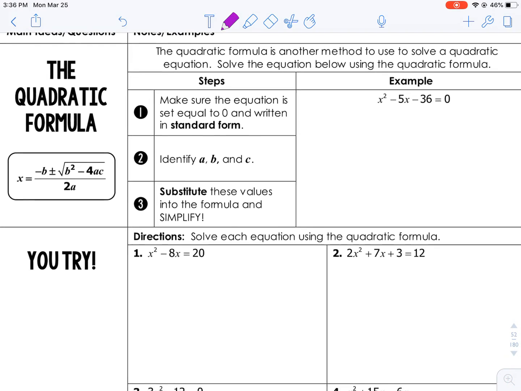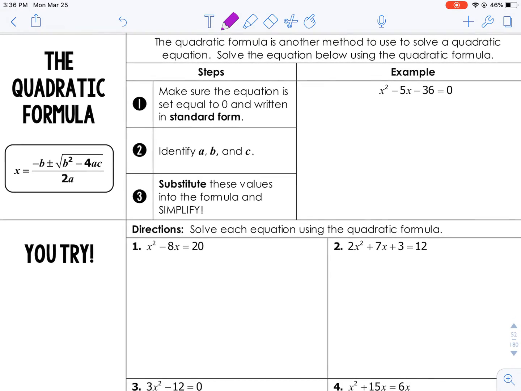When I'm looking at that example problem, the first step is to make sure that my equation is in standard form. I want it to look like ax squared plus bx plus c is equal to 0. So I'm looking at number 1. If it's not equal to 0, something's wrong. I've got to change something, but we'll talk about that in a minute.